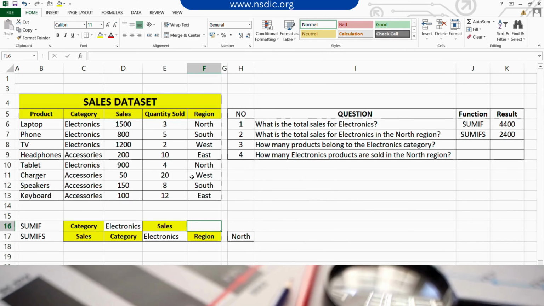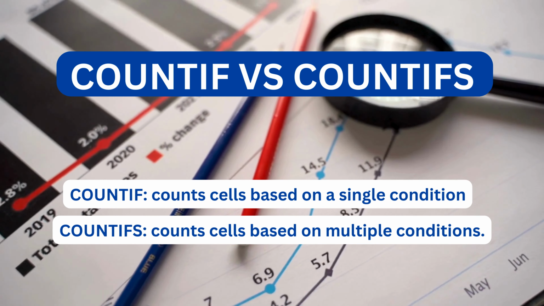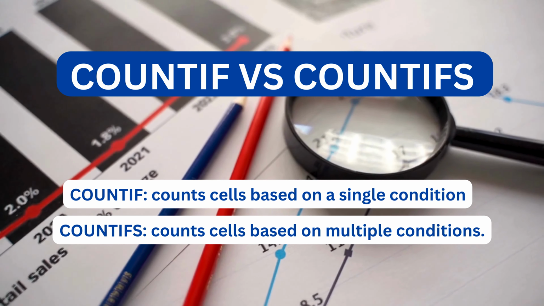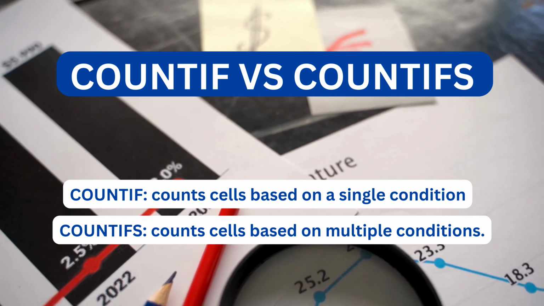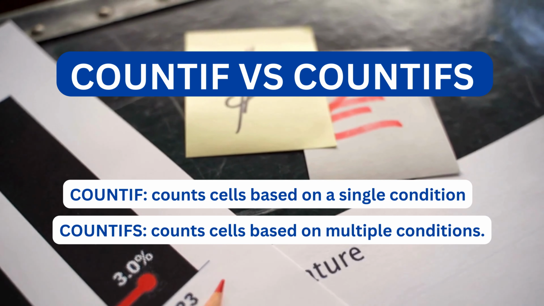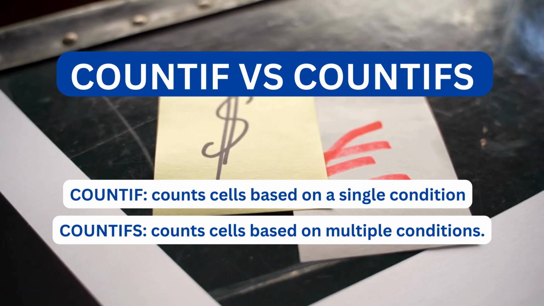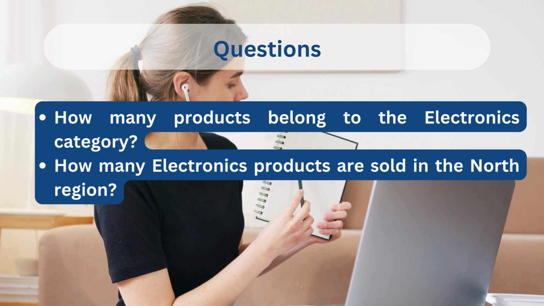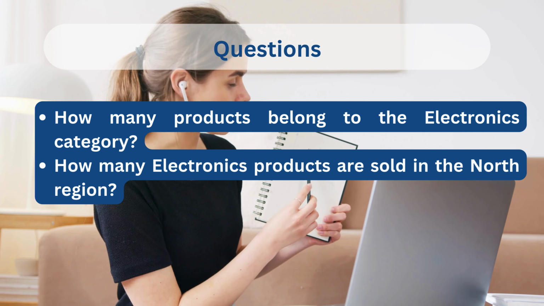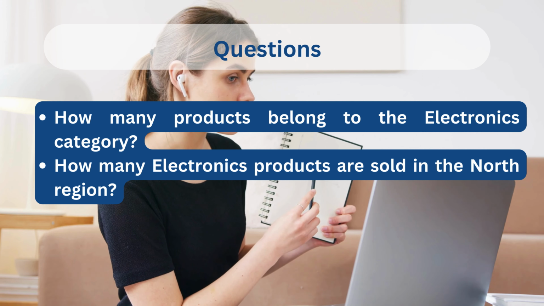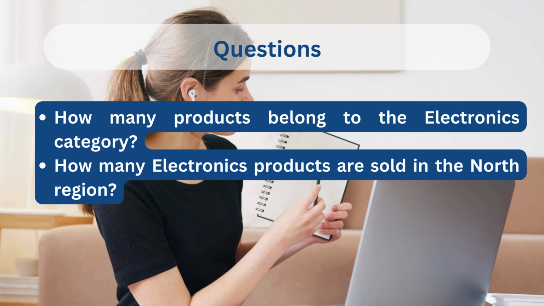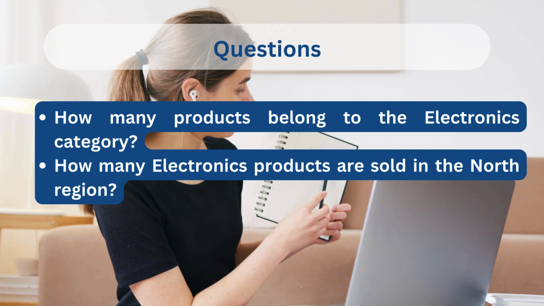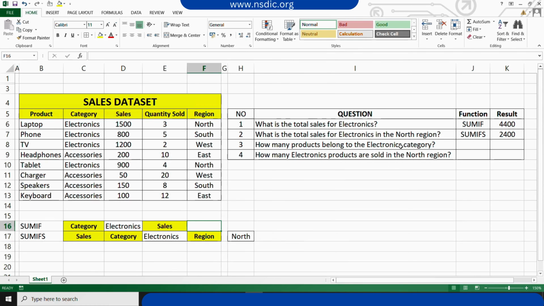Now let's move on to COUNTIF and COUNTIFS. These functions work similarly to SUMIF and SUMIFS, but instead of summing values they count the number of cells that meet your criteria. For instance, let's ask how many products belong to the electronics category. We will use COUNTIF for this since we only have one condition. For how many electronics products are sold in the north region, we will use COUNTIFS. Let's see how we can do that.